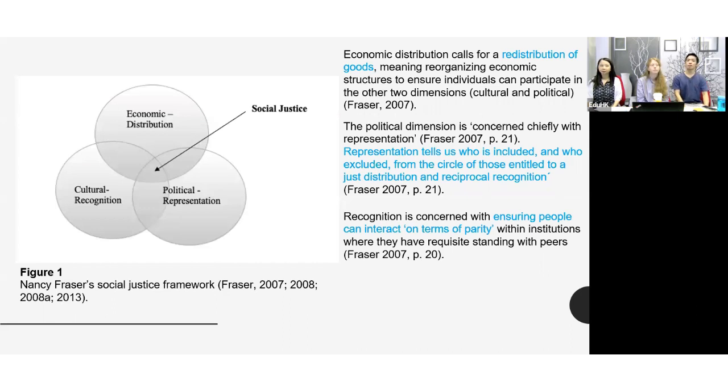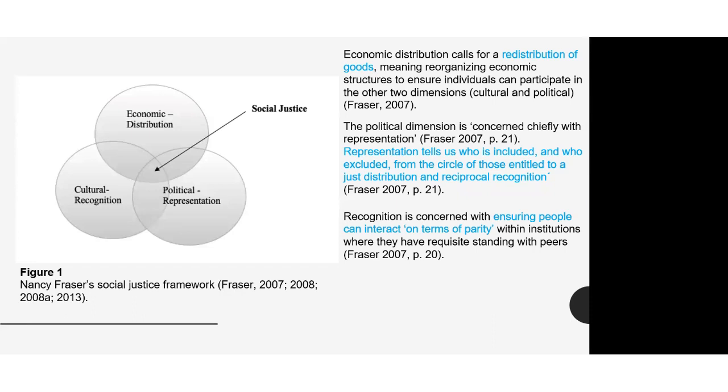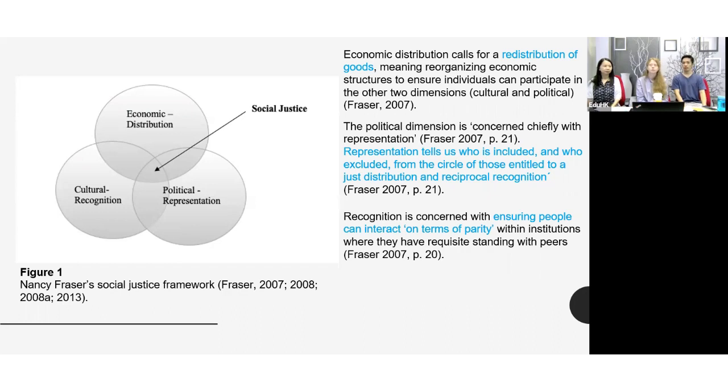Second is the political representation. It concerns chiefly representation. It tells us who is included and who is excluded from the circle of just distribution and reciprocal recognition. Third is the cultural recognition. It is concerned with ensuring people can interact on terms of parity within institutions when they have requisite standing with peers.